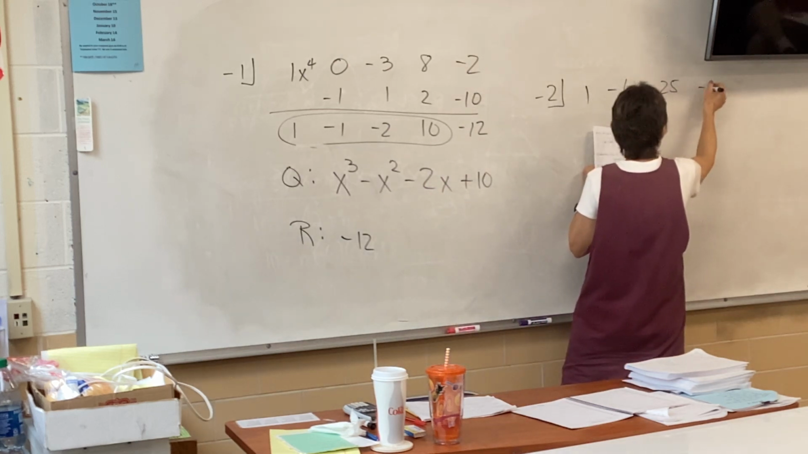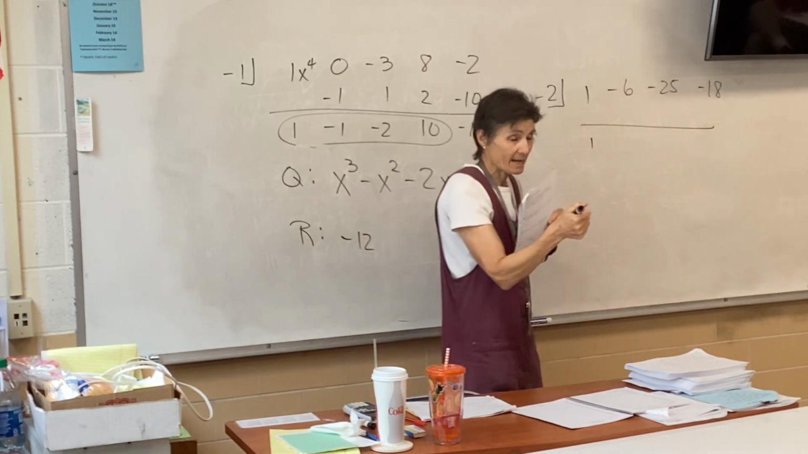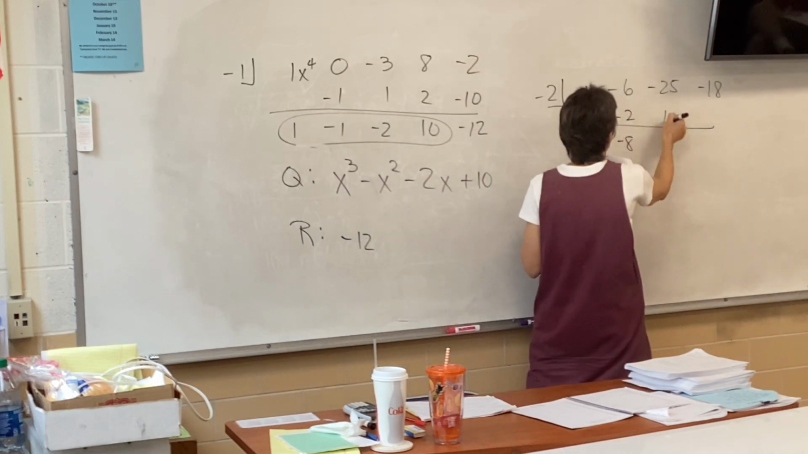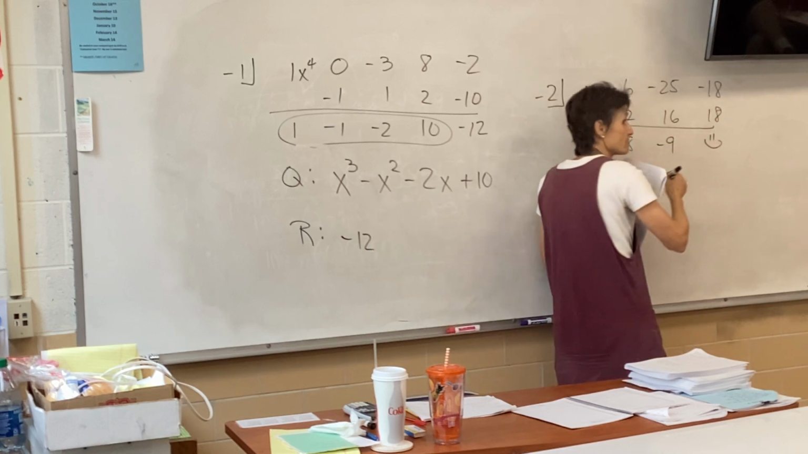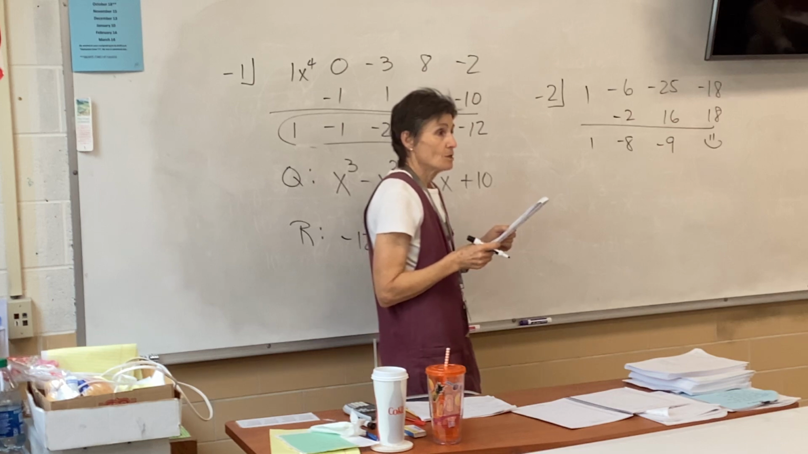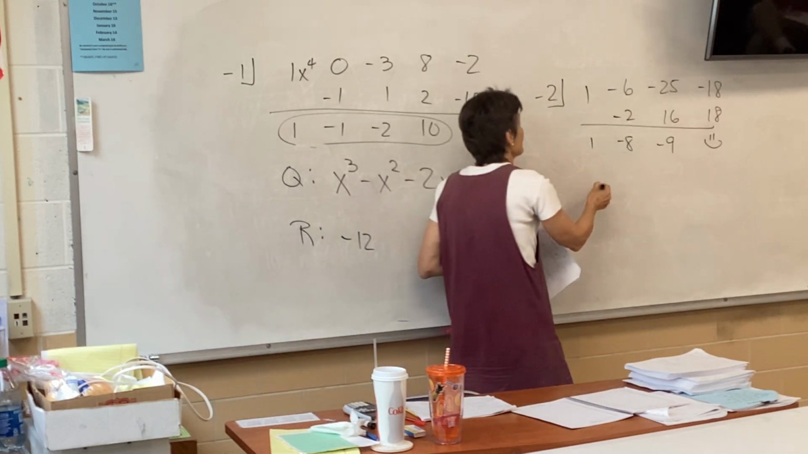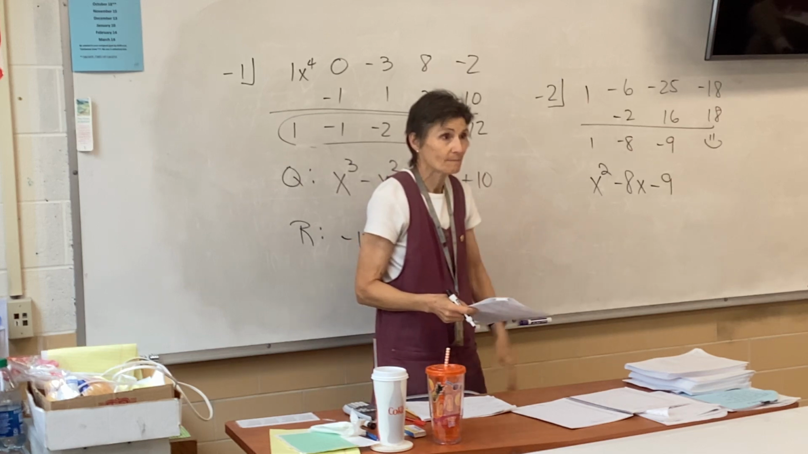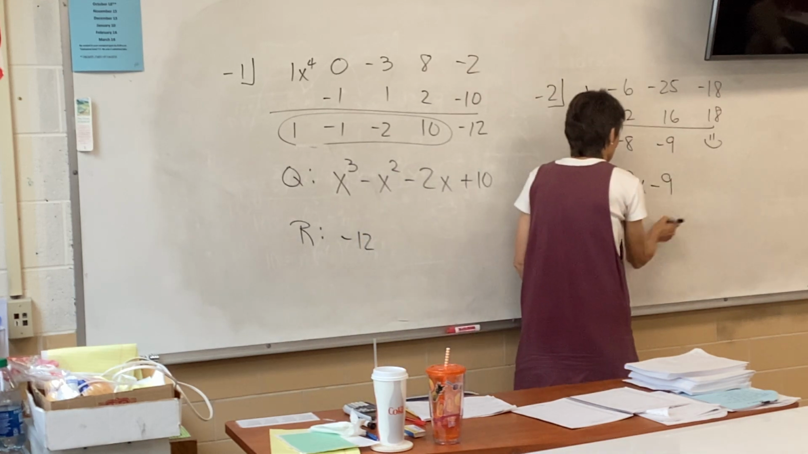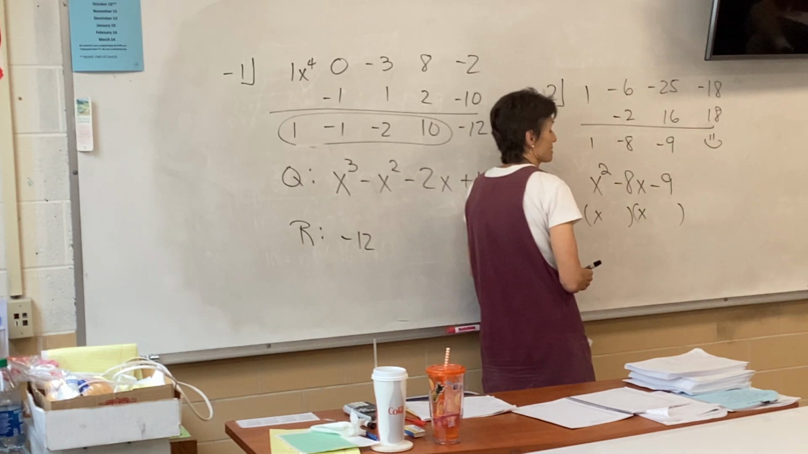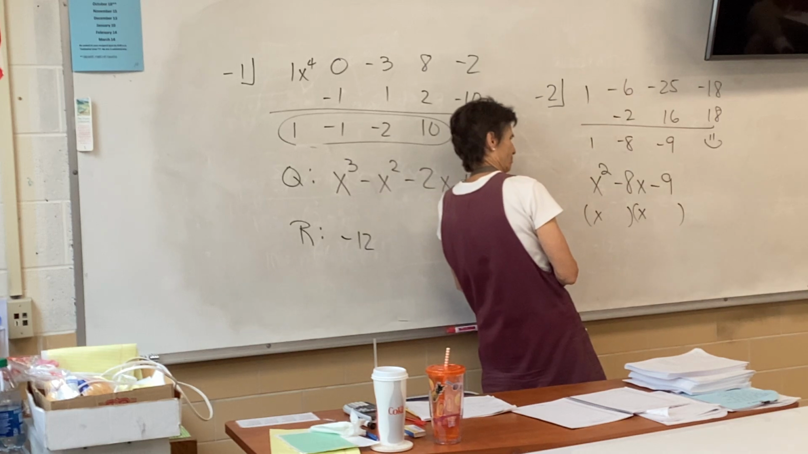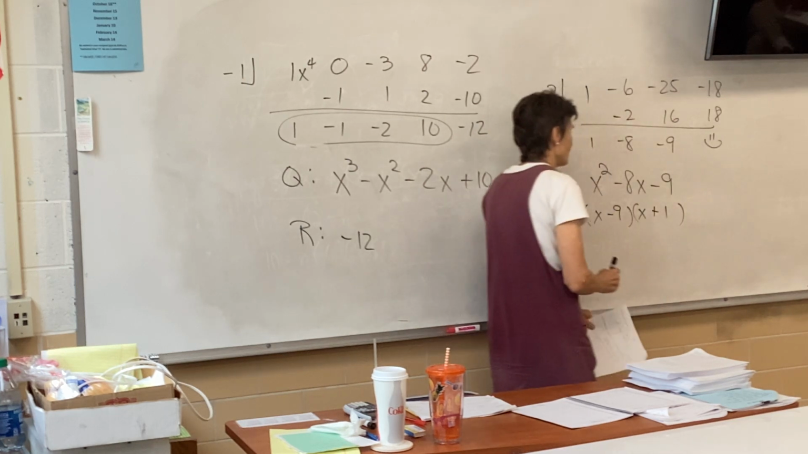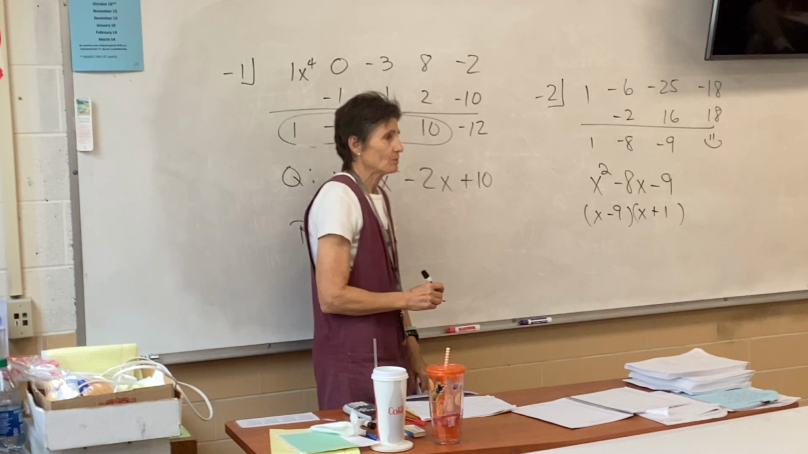Now, if you want to do what Scout said, it will work. But you'll be guessing, and it could take you a long time. So since they told me -2 works, I'm just going to do it. And sure enough, it does, just like they told me. So what's left is x squared minus 8x minus 9. And remember, kids, your job was to find the other factors. So what are the other factors? X minus 9 and x plus 1. There are the other 2 factors.